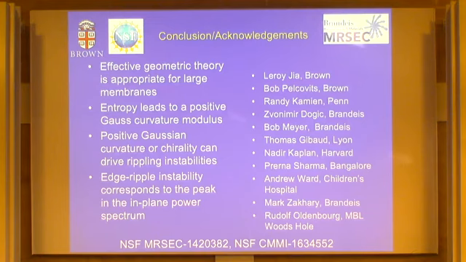There's a lot of people who've worked on this. Like I mentioned, Leroy Gia and Bob Pelkovitz. I've had some nice discussions with Randy Kamien, who also had this idea about the positive Gaussian curvature modulus from entropy. Bob Meyer, Thomas Gibaud, Nadir Kaplan, I mentioned, did these calculations for the cuspy membranes, and others in working with Tranimir Kojic. So I'll stop here and take any questions.